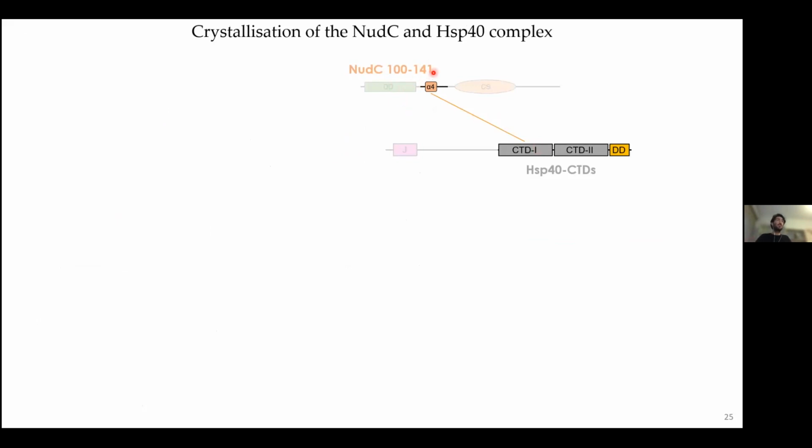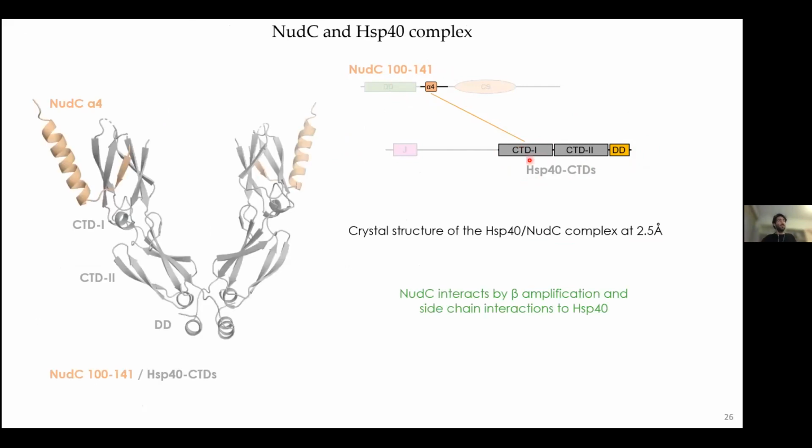So we used only this helix alpha 4 from NOTC and the CTD region of HSP40. We co-crystallized this complex. We obtained crystals and we could solve the structure that you can observe here. We have our HSP40 in gray with the dimerization domain, the CTD2 and the CTD1.